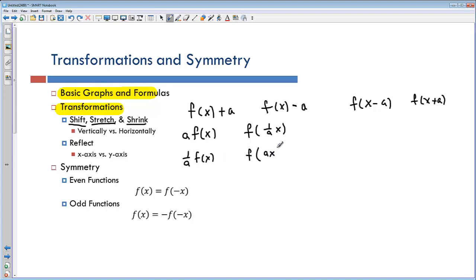It's a times x. And then for the reflections, of course, the reflection across the x-axis. What happens across the x-axis is you're working on the outside. So this is a reflection across the x-axis. And of course, this is then a reflection across the y-axis. And then we want to put all these things together. So remember, when you put them all together, on the inside, everything's opposite, even the order of operations.